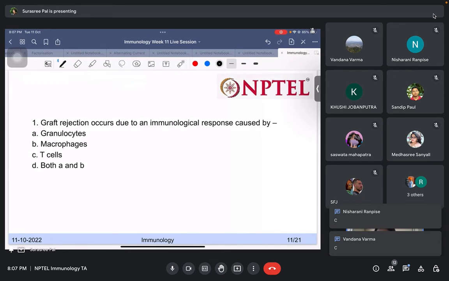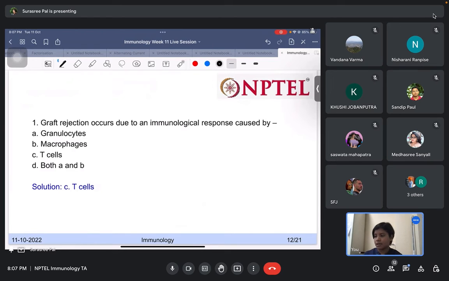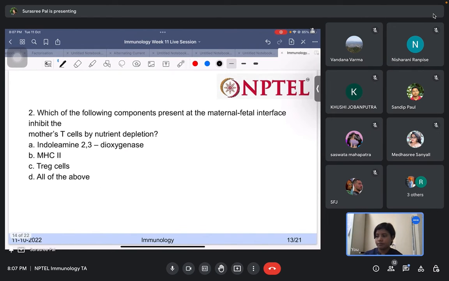Yes. So the correct answer is the T cells. The graft rejection occurs due to the response of the T cells. Next question.